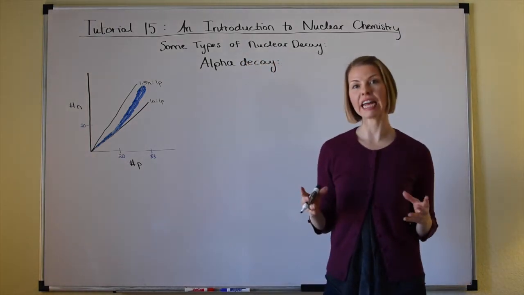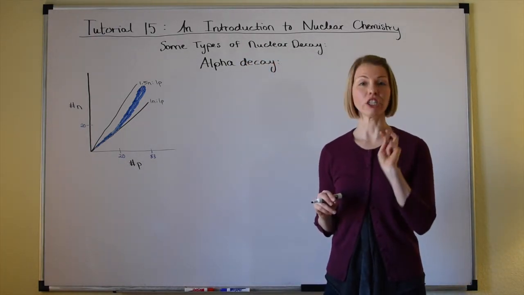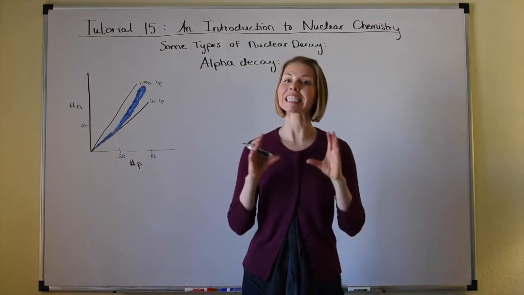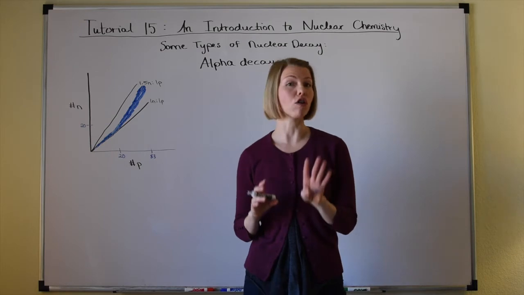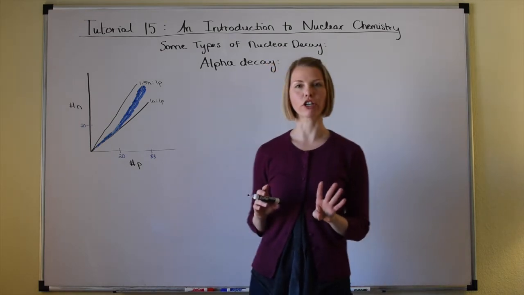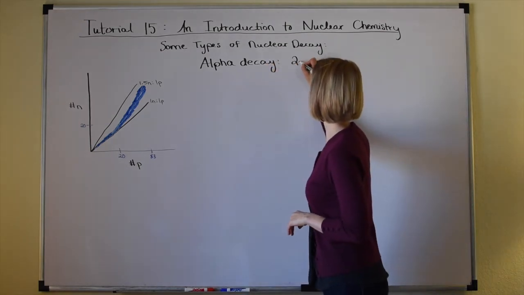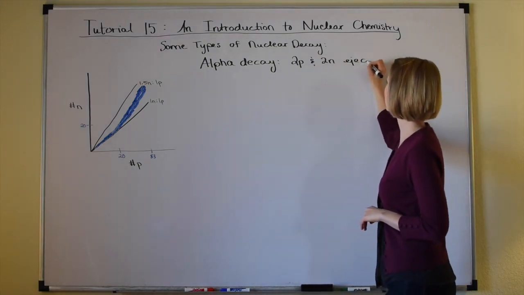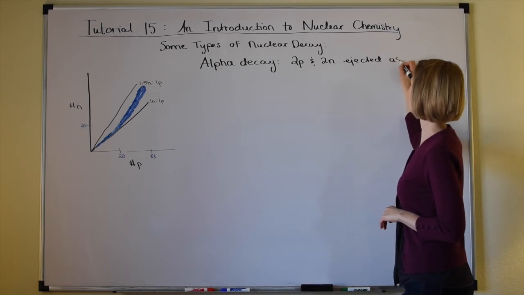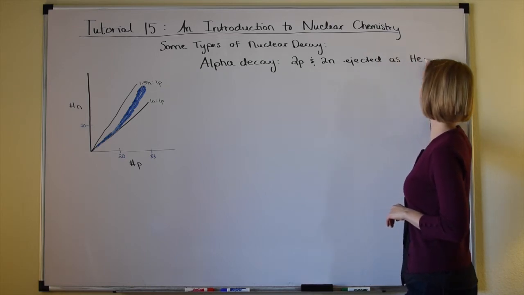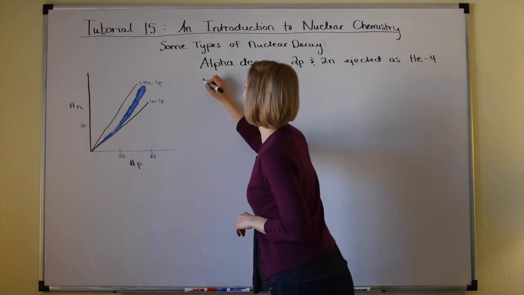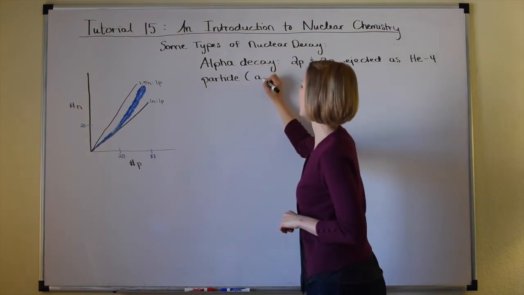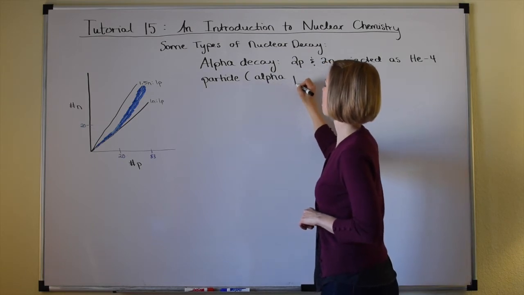In alpha decay, 2 protons and 2 neutrons are ejected from a nucleus as a helium-4 particle, also known as an alpha particle. So I'm going to write here: 2 protons and 2 neutrons ejected as a helium-4 particle, also known as an alpha particle.